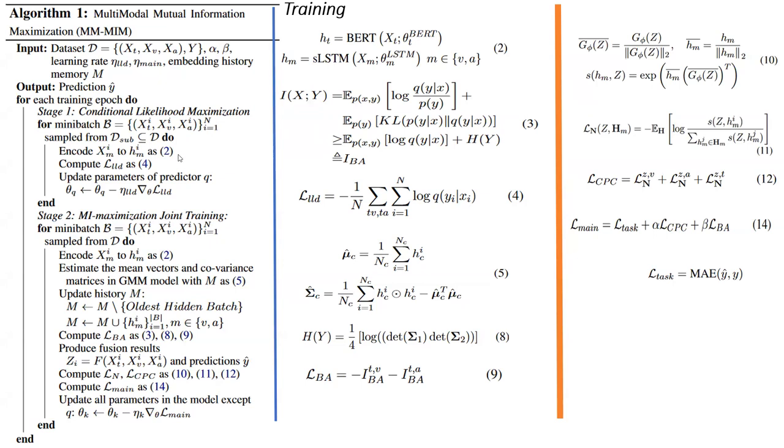And in the second stage, they estimate the MI at two levels, like the input level and the fusion level, by using the loss functions calculated from equation 4, and also calculated from equation 9, LBA.